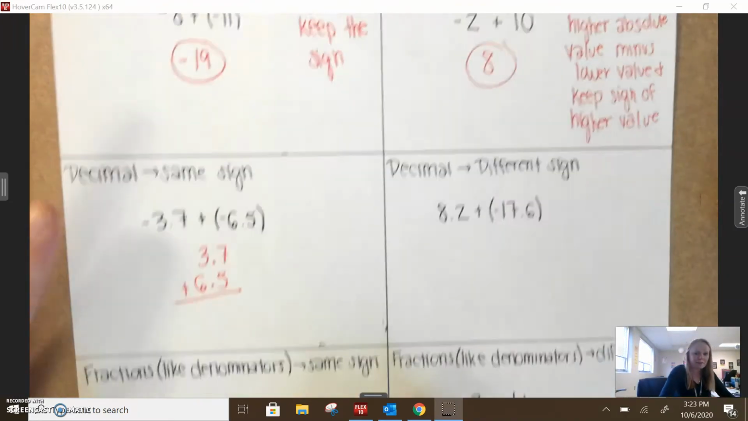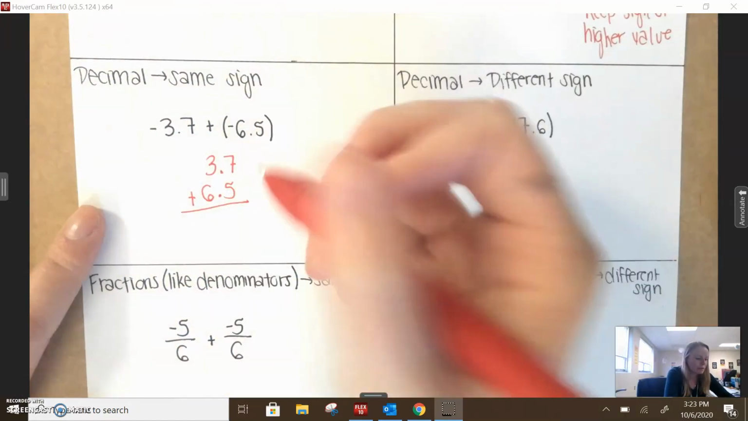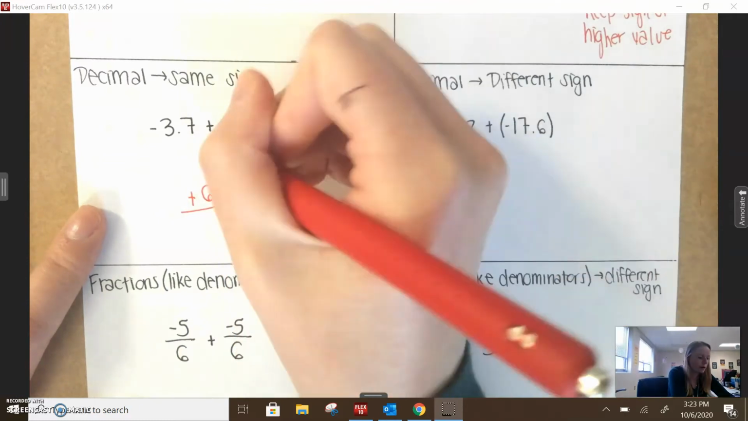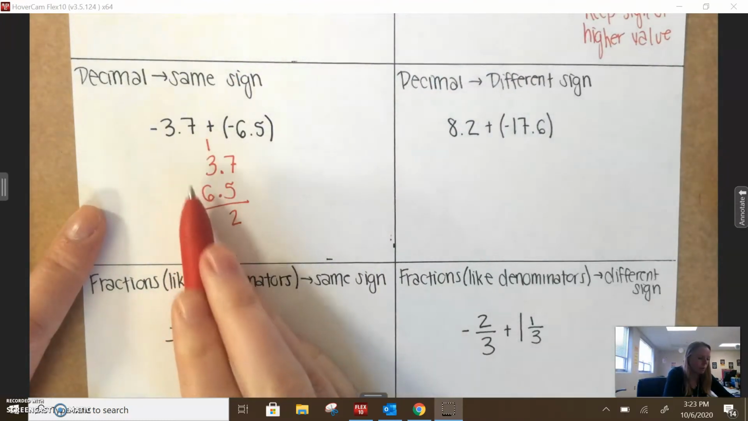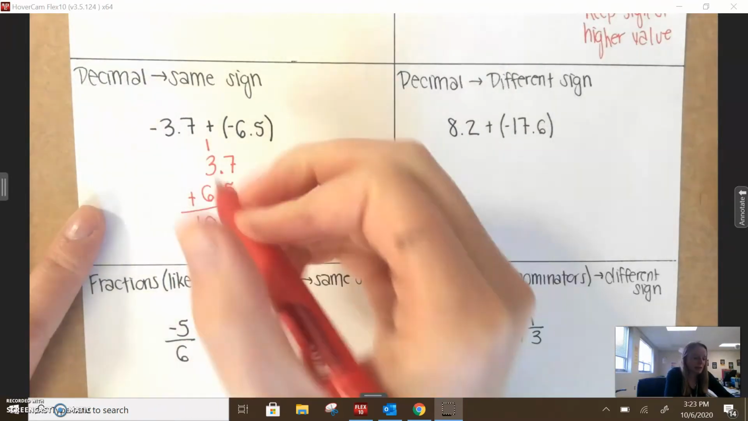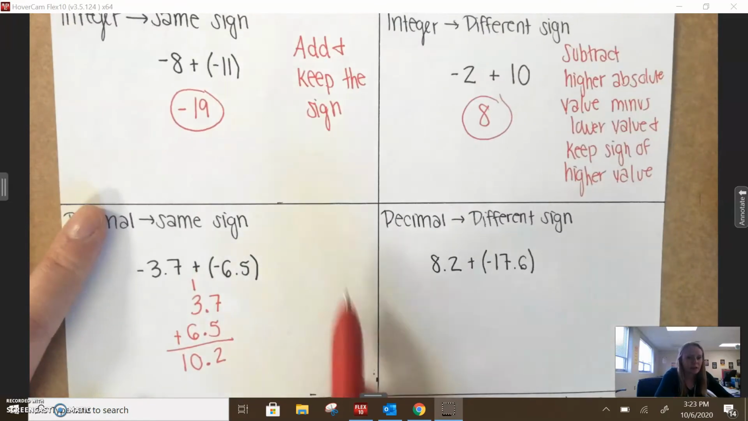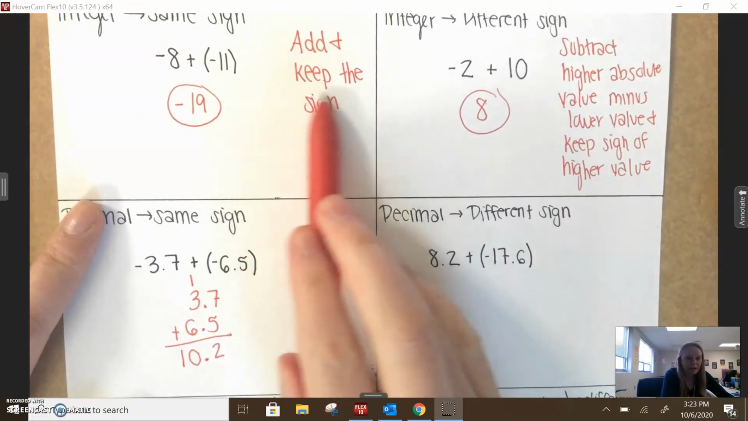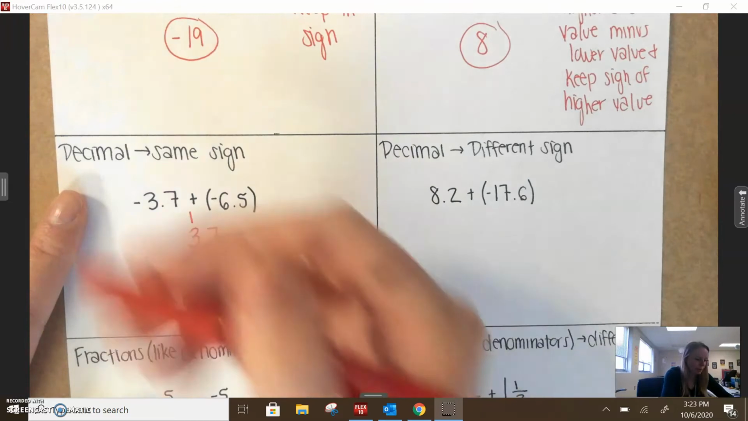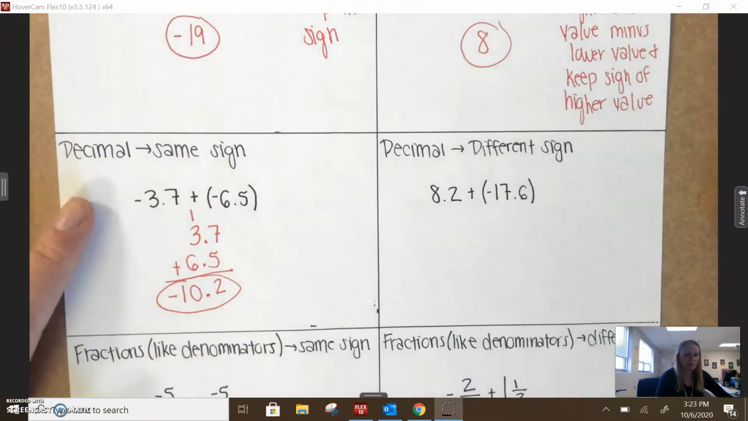When I add these decimals together, it's really important that I line up those decimals. So I do 7 plus 5 now, which is 12. Carry the 1. 1 plus 3 plus 6 gives me 10. My decimal stays in the exact same spot. Okay? And then just like before, I added, and now I have to keep the sign. So since these were both negatives, my final answer will be negative. So I have negative 10.2.